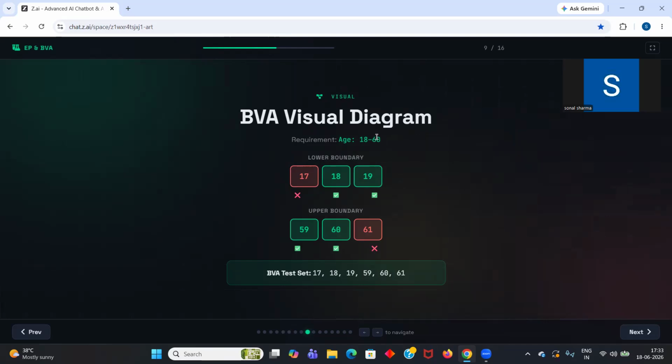60 should be accepted. Then the other test case will be 60 minus 1, that is 59. That should be accepted too. And then 60 plus 1, that is 61. That should be rejected. So our boundary value test set will be 17, 18, 19 and 59, 60, 61.